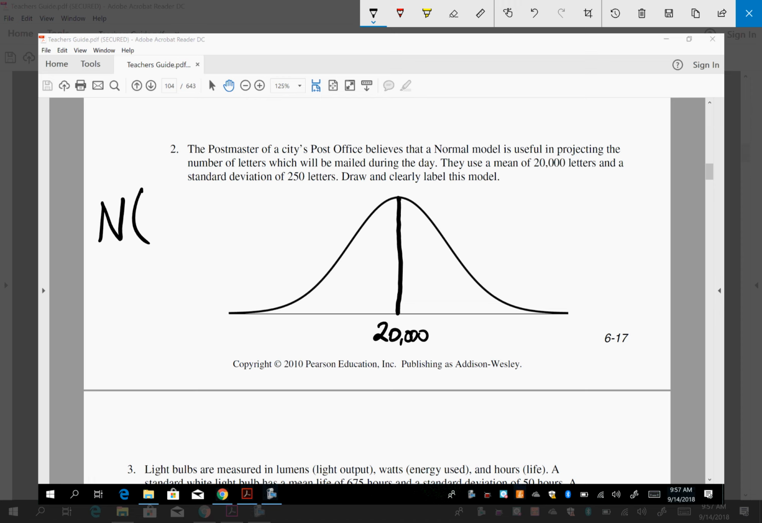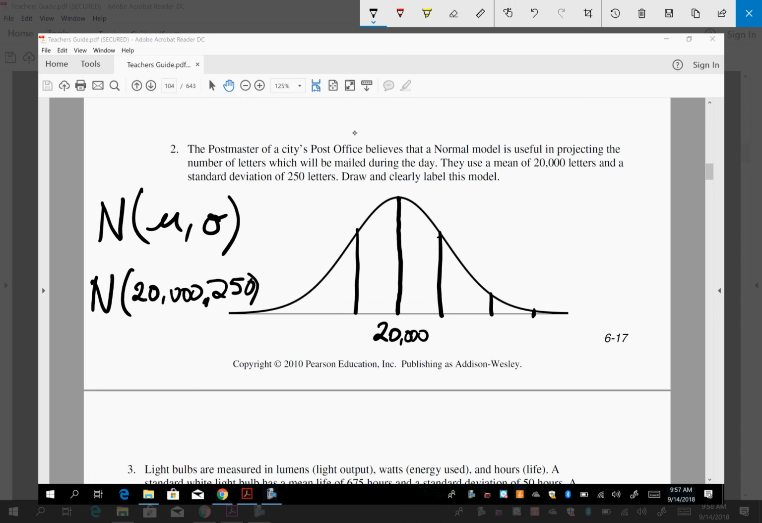Do you guys remember the notation I use? Mu and sigma. So that's going to be 20,000. And what is the standard deviation? 250. Okay, how many standard deviations above and below do I care about? Very good, Alyssa. 3. 1, 2, 3.